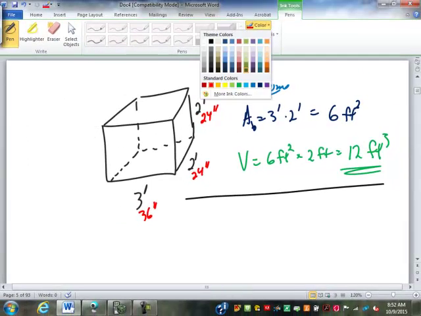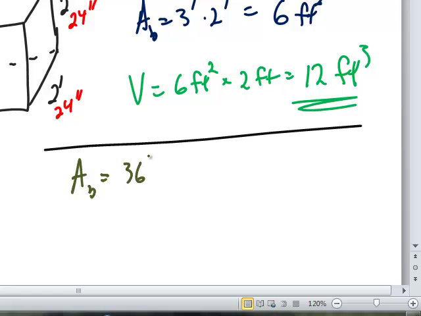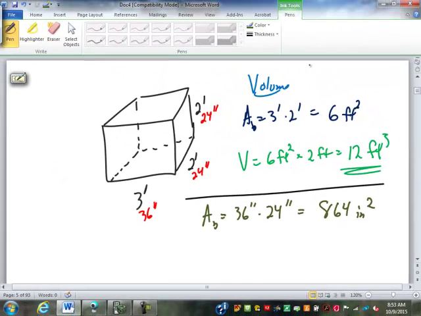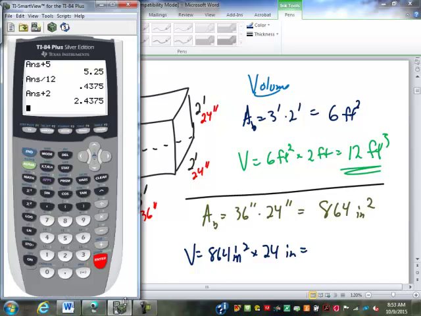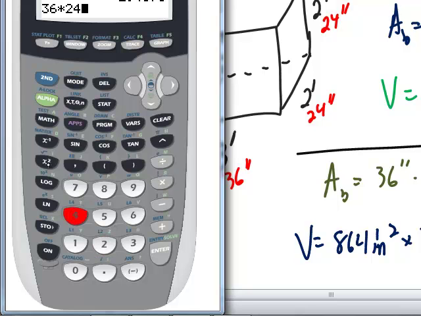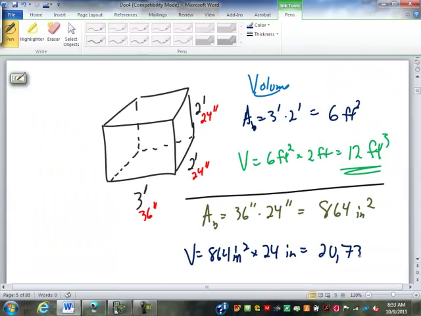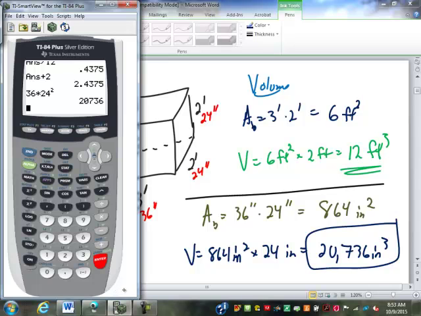Finding my volume now, the area of the base is 36 inches by 24 inches, which is what's that? 864 square inches. So that my volume is 864 inches squared times 24 inches. 20,736. Sound right? Inches cubed. Nope. Nope. 36 times 24 times 24.